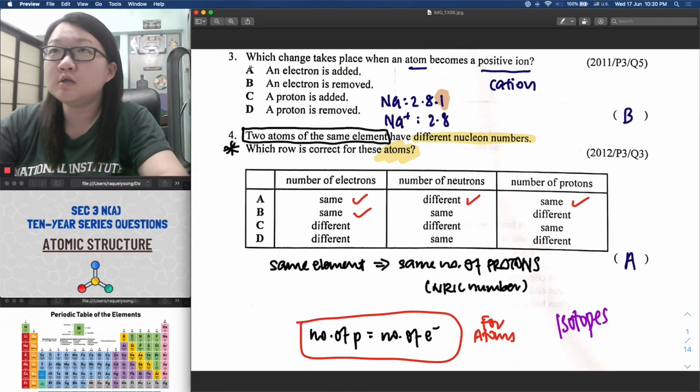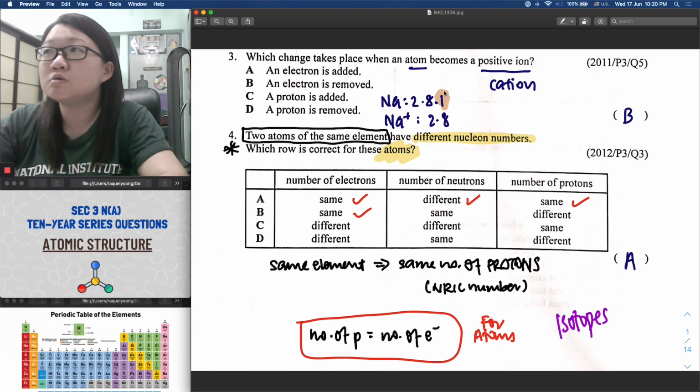Question 3, which change takes place when an atom becomes a positive ion? Positive ions are cations. The concept here is that atoms are electrically neutral because the number of protons equals the number of electrons, so the number of positive charges equals the number of negative charges. If I become positive at the end, it definitely means that I must have lost some negative charges, correct? Your negative charges come from electrons. Therefore, answer is B, an electron is removed.